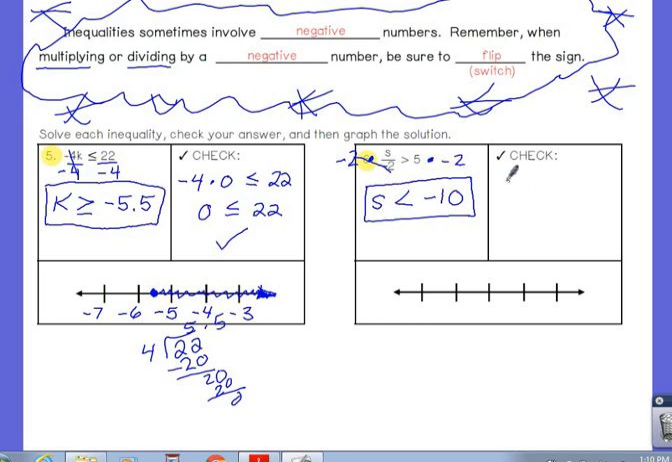Okay, so I need to check it. But remember, I'm going to be smart. I know I'm going to have to divide by a negative 2, and I need a number that's smaller than negative 10. What is smaller than negative 10, but will still divide by negative 2 nicely? Negative 12. Negative 14. Could I do negative 13? I could, but I would have a decimal. So I want to pick some number that's going to make life easy. Negative 14 is good. What is negative 14 divided by negative 2? Positive 7. Well, is positive 7 greater than 5? Yes.